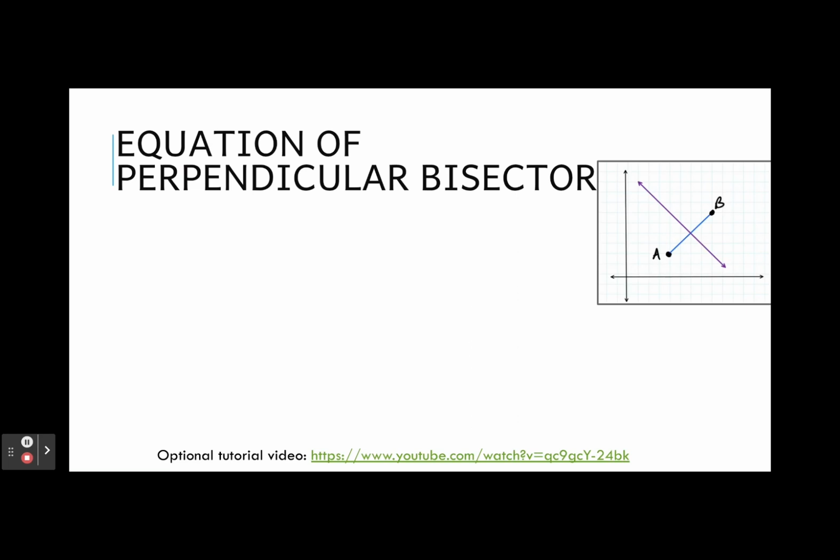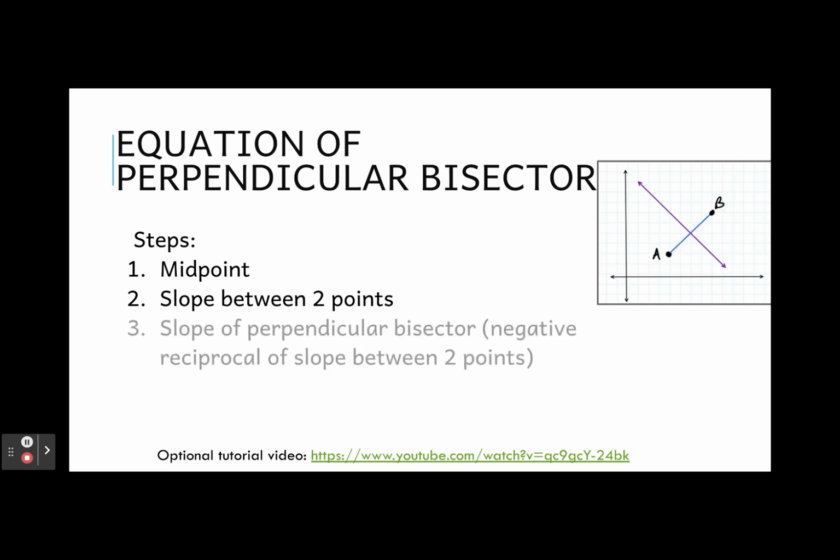Okay, the 4 steps that you're going to be doing in order to find the equation of the perpendicular bisector. First, you're going to find the midpoint between points A and B. Next, you're going to find the slope between the 2 points. So what is the slope of the line AB? Once you know the slope of the line AB, then you're going to find the negative reciprocal of that slope in order to get the slope of the line, which is the perpendicular bisector, the line we're looking for.